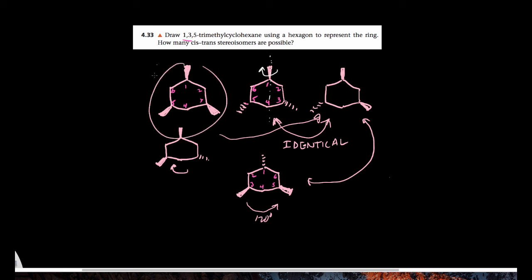So you have this one and this one, which is the same as that, and the same as that, and the same as that. There are only 2 stereoisomers. So only 2 stereoisomers of 1,3,5 trimethyl cyclohexane. Pretty tricky.